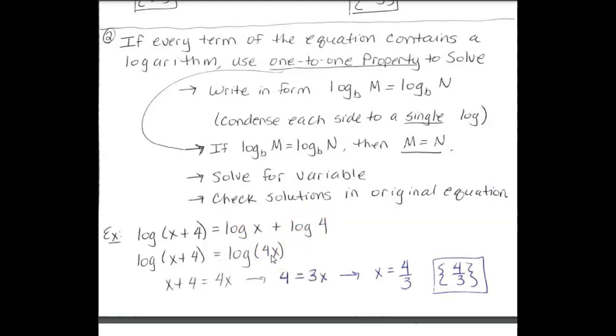Log of 4x. So the log of x plus 4 equals the log of 4x means x plus 4 must equal 4x. And then to solve, we could subtract the x over, leaving 4 equals 3x, and then dividing by 3 would give me x equals 4/3. We would need to check: 4/3 plus 4 is a positive number, 4/3 is a positive number, so everything checks out fine, so our solution is 4/3.